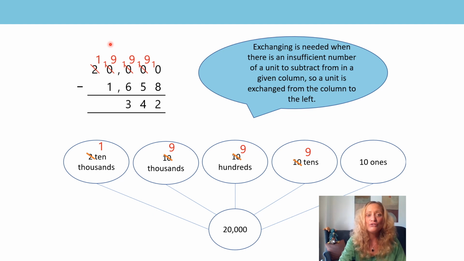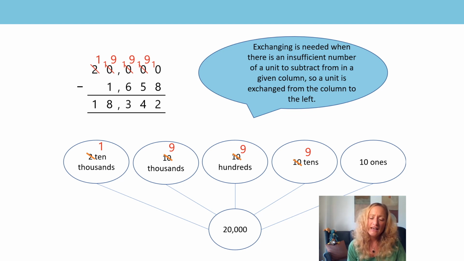9 thousands subtract 1,000 is 8,000. Yes. And I've got 10,000 here, haven't I? 1 10,000, and I'm not subtracting anything from that. So I've got 1 10,000 there, and altogether my difference is 18,342. Oh, well done if you got that difference correct. However, it was really tricky, that, wasn't it, exchanging through all those zeros.